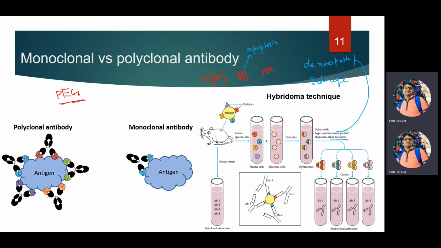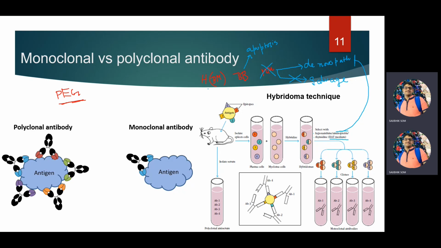Now these MM cells, or the myeloma cells, produce nucleotides only through the de novo pathway. They don't have the salvage pathway because of some mutation. Okay, but now since the de novo pathway is blocked by aminopterin, what is the alternative? The salvage pathway. So that's why these cells will die off also.